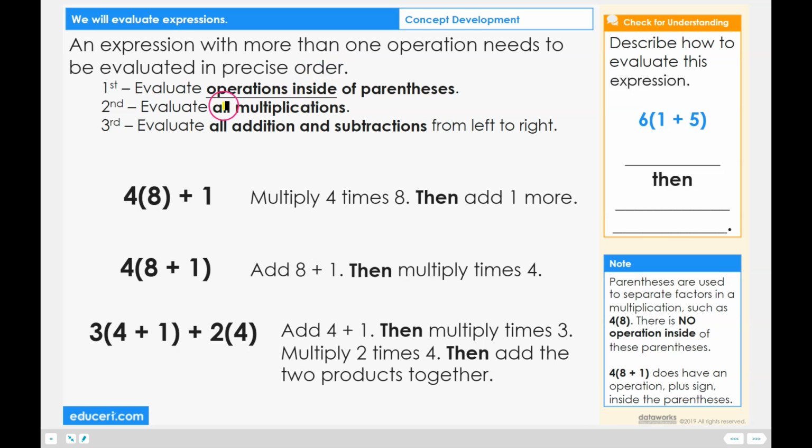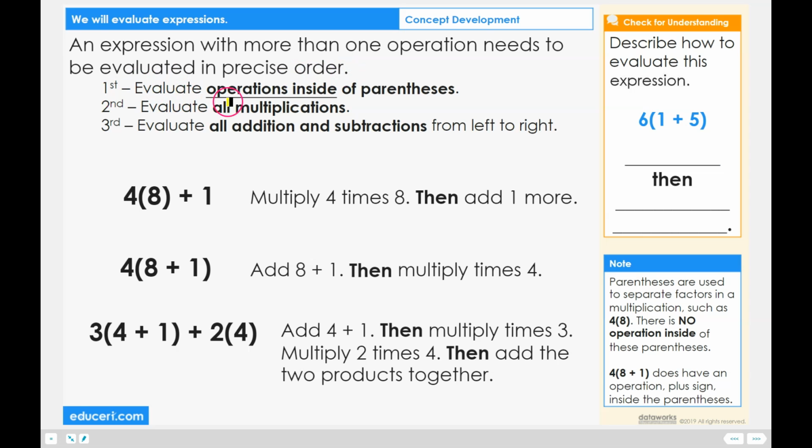On this page, we're going to talk about expressions with more than one operation and how we decide which operation to do first. Ready? Read. An expression with more than one operation needs to be evaluated in precise order.